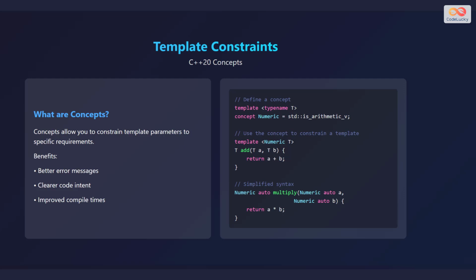Now let's use the concept to constrain a template. The code uses the Numeric concept to constrain the template parameter T in the add function, ensuring that it only accepts numeric types. This is a simplified syntax. The code uses the Numeric concept with the auto keyword to simplify the syntax of the multiply function, ensuring that it only accepts numeric types for both parameters.